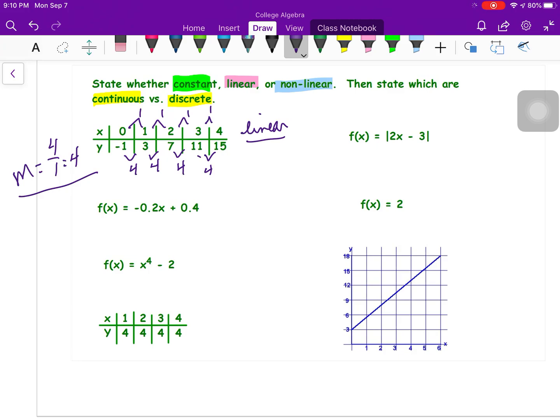Now these would be just points to plot. So that would make it discrete because it is a scatter plot. I cannot plot points without lifting my pencil.